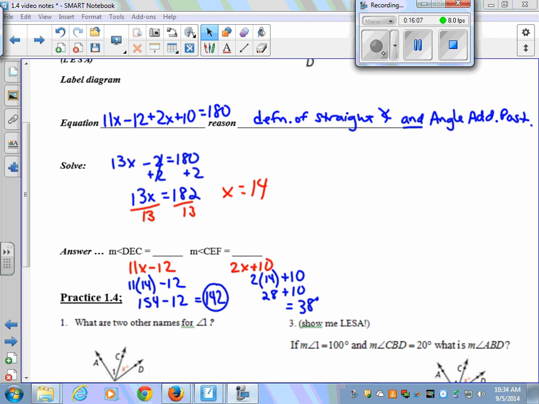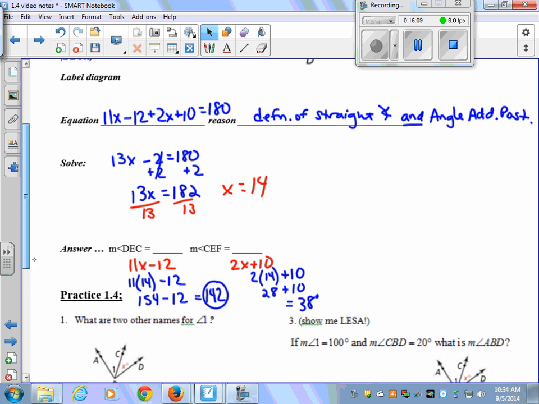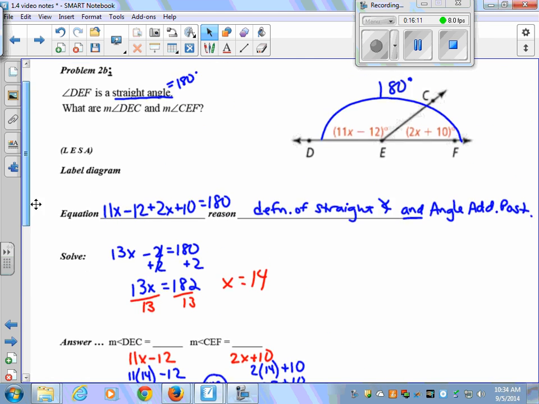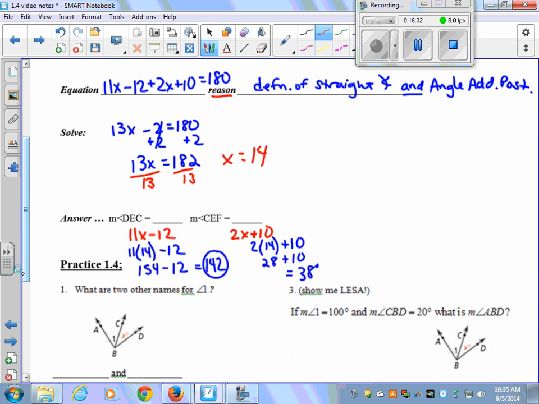Okay, so hopefully you did this problem on your own and you followed LISA. Notice it's a straight angle, which equals 180 degrees. So we label our diagram with 180 degrees here, and we write our equation accordingly. Our reason is the definition of a straight angle. We had to know that first. And the angle addition postulate, where we add the two together to make the big angle. You can check your work here, and our final answers were 142 degrees and 38 degrees.